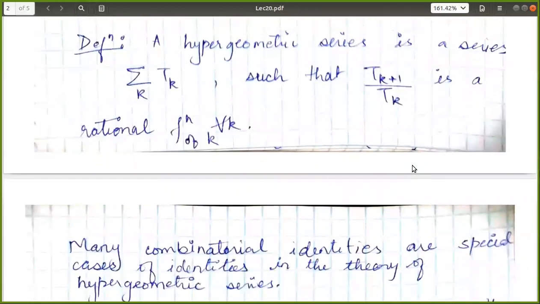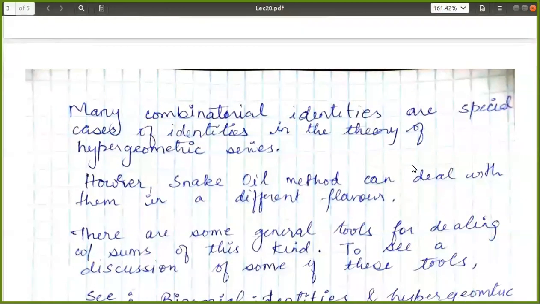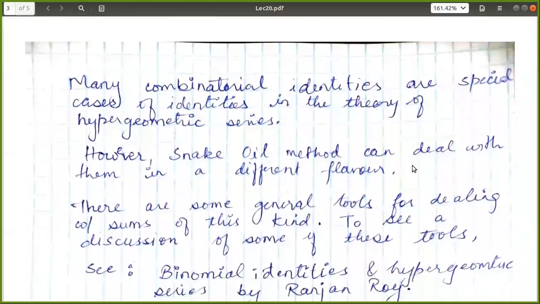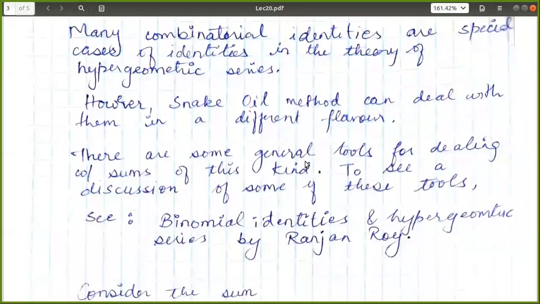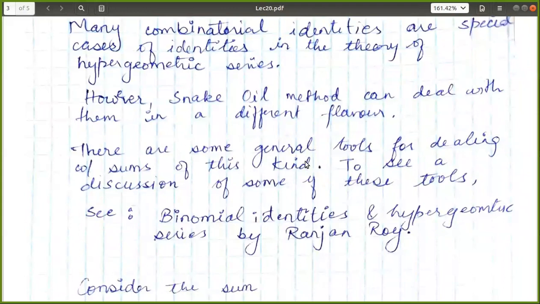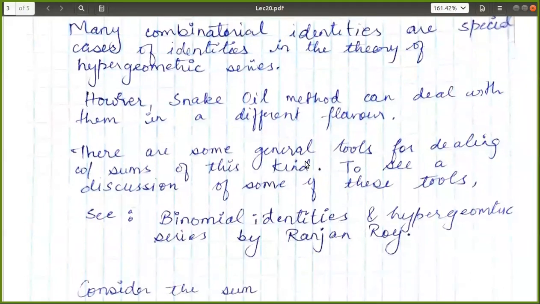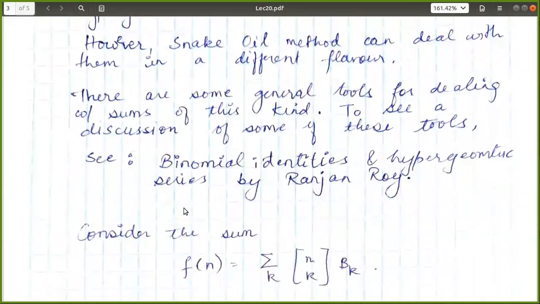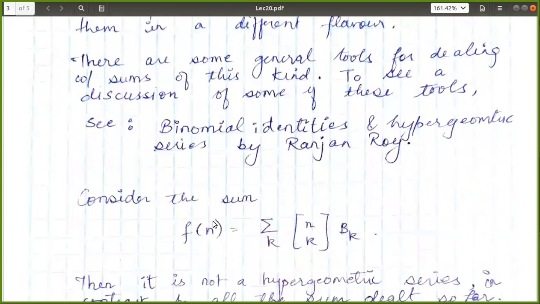Now we come to something which may not be a hypergeometric series. However, the snake oil method still works. And there are some general tools for dealing with sums of this kind. If you want to see a further discussion of these tools, you can read this article by Ranjan Roy, "Binomial Identities and Hypergeometric Series", in the American Mathematical Monthly.